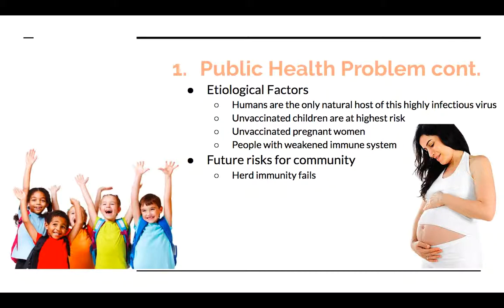The future risk for a community that has been infected with measles is a failure of herd immunity. Herd immunity means that if almost everyone in a community is vaccinated, an unvaccinated person will never be exposed to anyone who is infected. However, when herd immunity fails because of insufficient vaccination rates, measles may cause an outbreak in that community and expose unvaccinated children and adults to the virus.